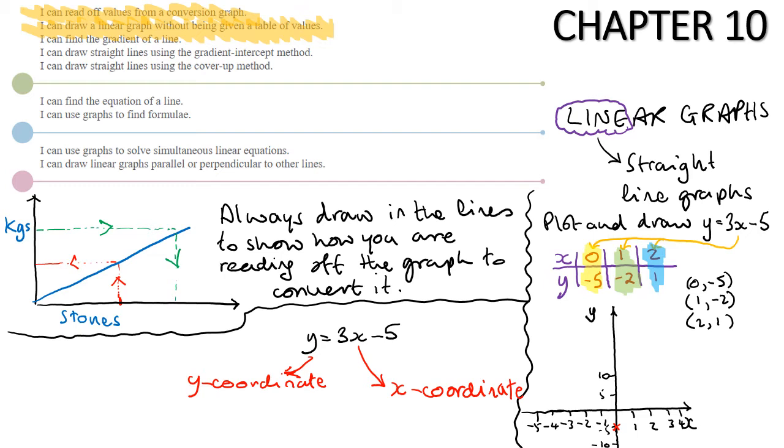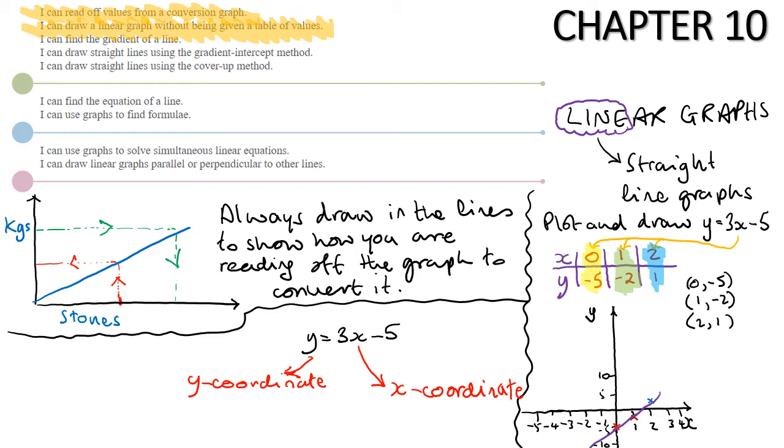The second coordinate is 1, -2, so that's 1 across, -2 down. So that's going to be something like this. And the third coordinate is going to be 2 across and 1 up, so it's going to be something like this. Then once I've drawn them, I join them up with a straight line. So let's do this in purple, like this.